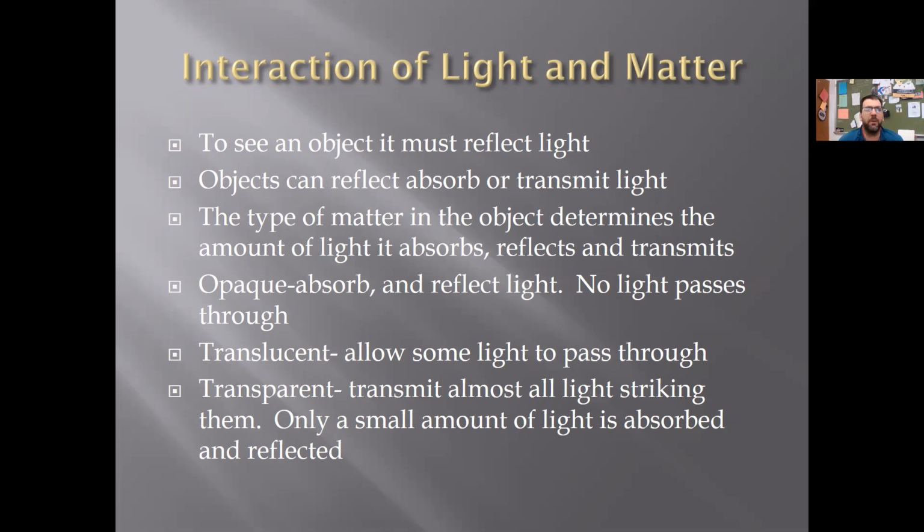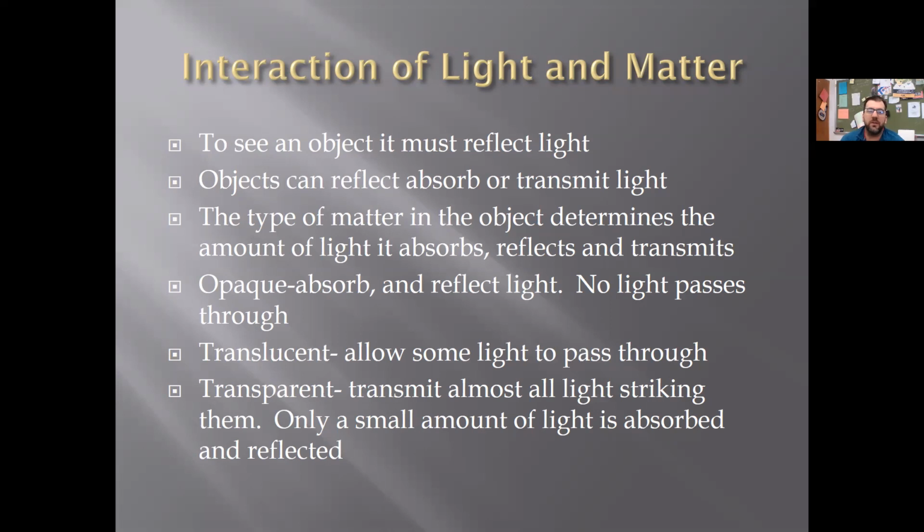Okay, an opaque object absorbs and reflects light. No light passes through it. So the wall in my classroom would be an example of something that is opaque. Okay, nothing passes through it. It's just there. It reflects light. Okay, it's white, so it reflects the light, but nothing passes through that. Another example of something being opaque would be the top of your computer. Would be black. Okay, nothing passes through there.